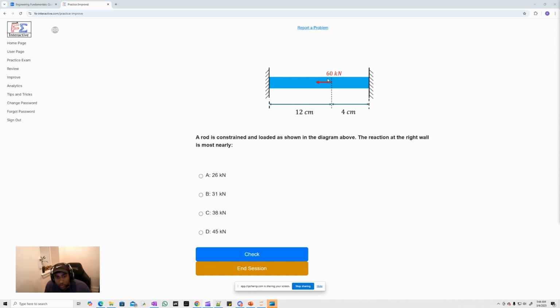It says a rod is constrained and loaded as shown in the diagram above. The reaction at the right wall is most nearly.